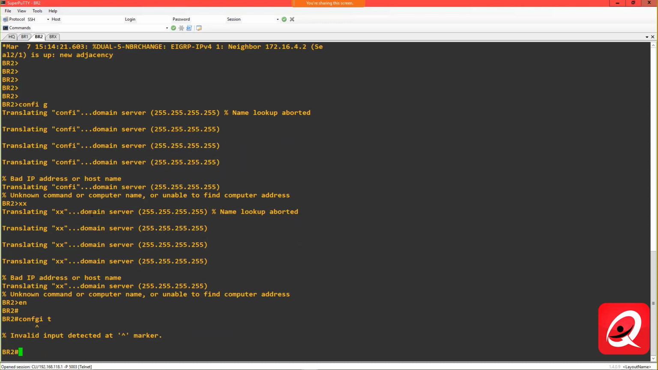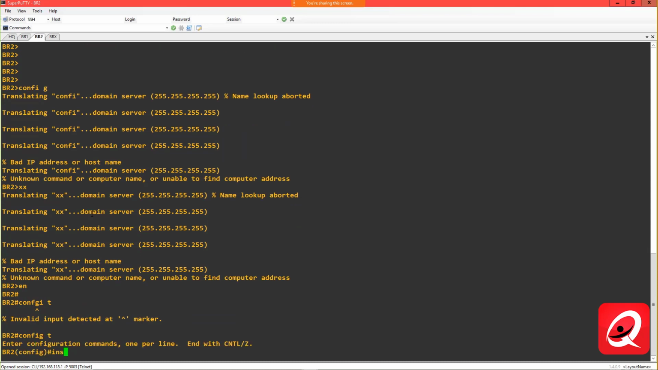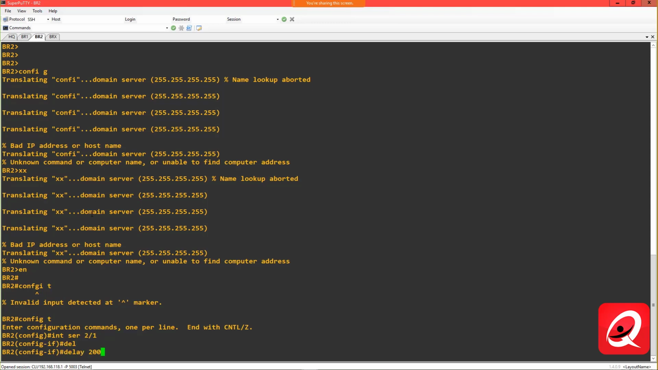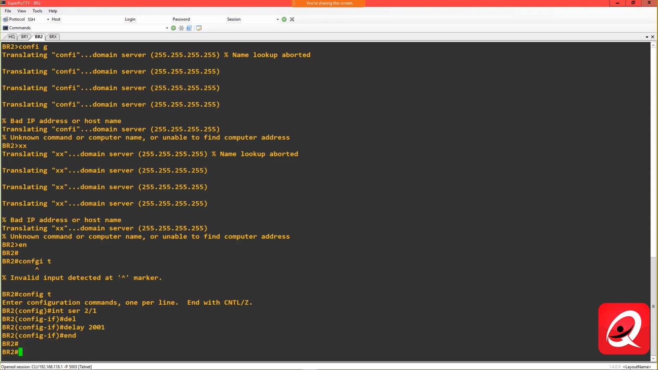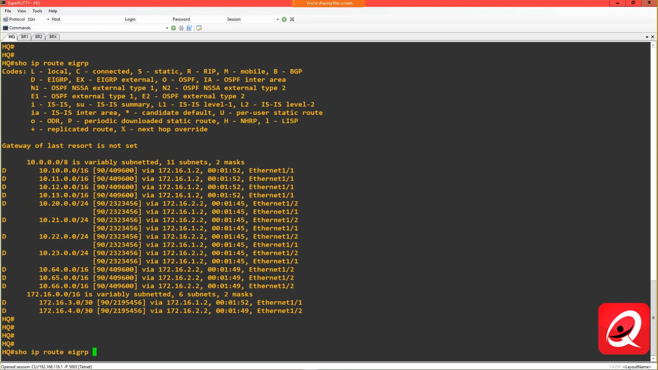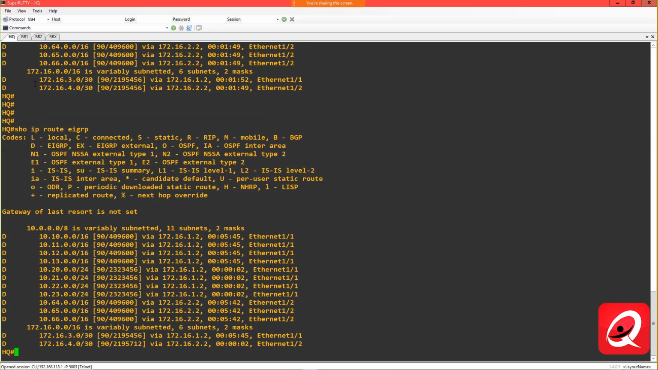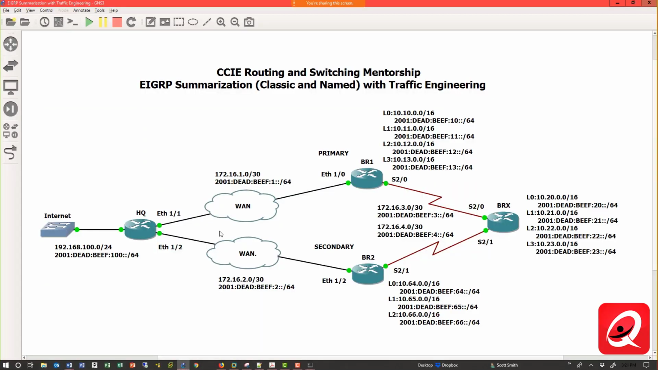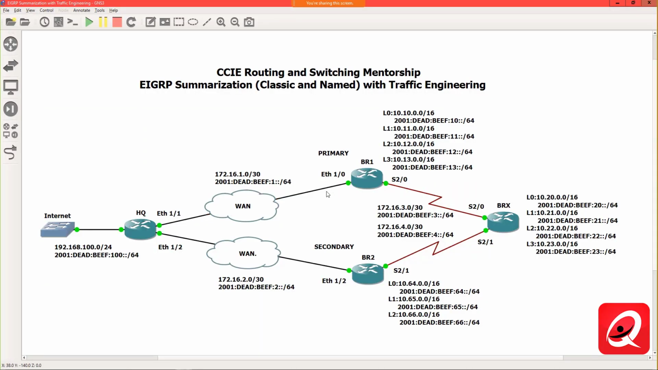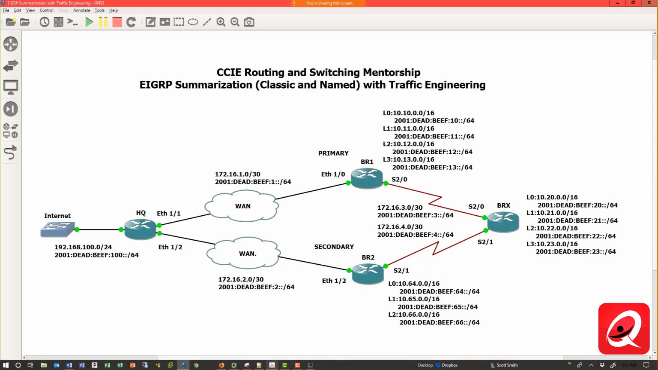So let's go into interface serial 2/1, and let's set the delay here also to 20,010 microseconds. So if I go back to my HQ router now, I should see I'm no longer load balancing across those paths. I'm taking the top path, which is through 172.16.1.2. 1.2 is this router interface right here. This is the 172.16.1 subnet, and it's this router interface right here.